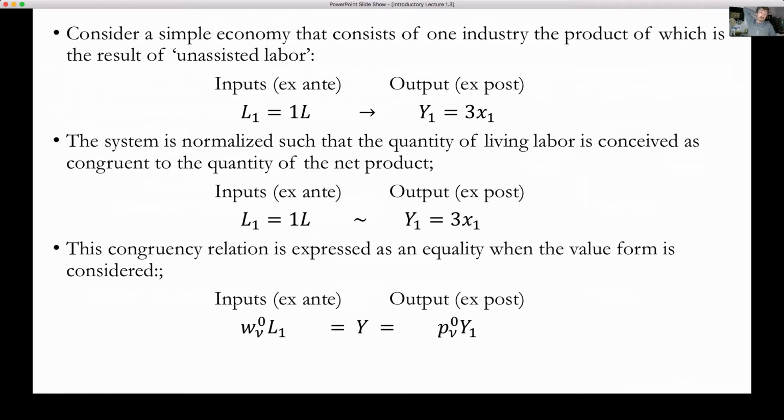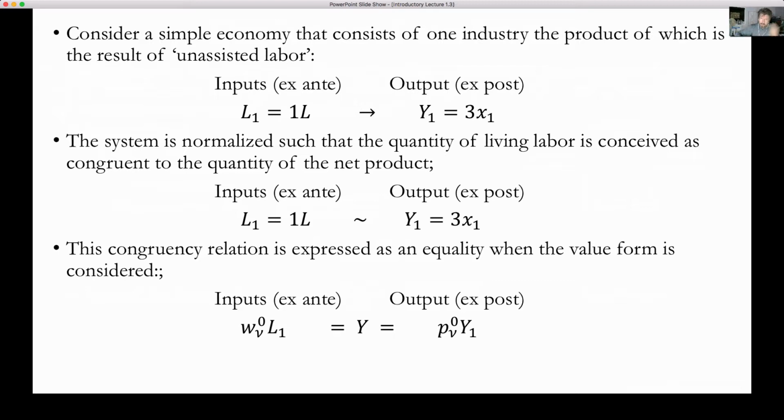So here we're going to be considering the value added in our economy and relate that to the value of the net output. Okay, we saw that 1 unit, and this is going to be the wild strawberries industry, right? So the labor input of the wild strawberries industry, 1 unit of labor, is going to produce 3 units of wild strawberry. We saw that this was a congruency relationship based on the physical structure of production, that 1 unit of labor is congruent to 3 units of wild strawberry. Living labor is congruent to the physical net output.